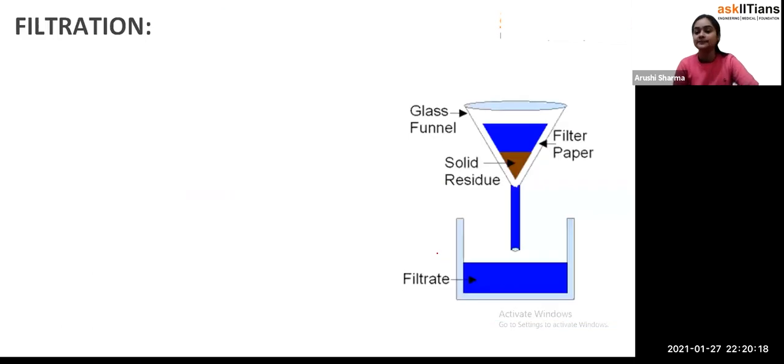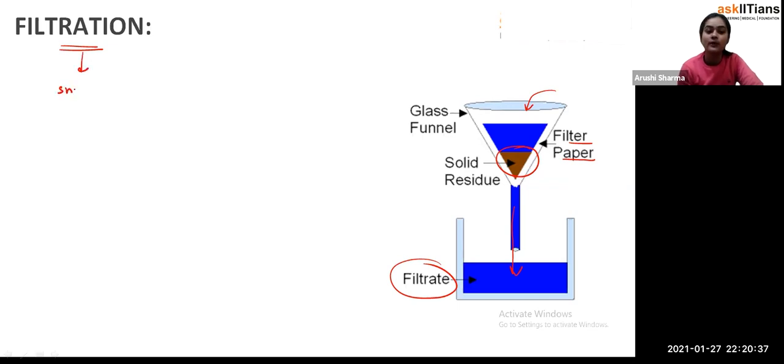So you can see that this is the funnel which we use, and over it we have placed this filter paper. And when you are pouring water in it, this is the solid residue, that is the dirt particles and something like that, and the water is going to flow out. That is the filtrate. So that is the filtration process, students, in which small dirt particles are removed with the help of the filter paper.